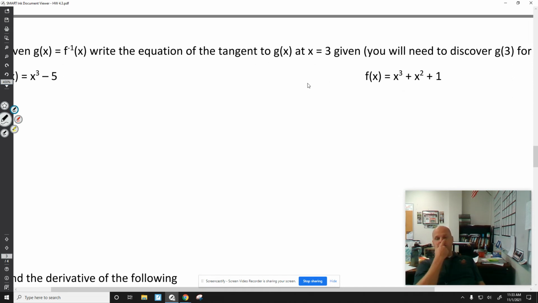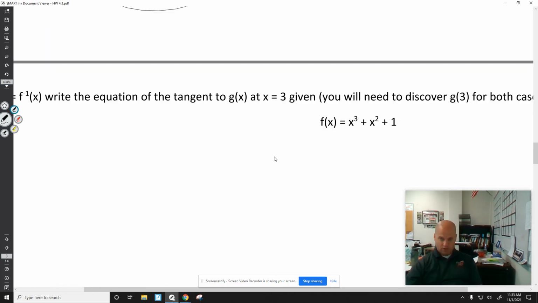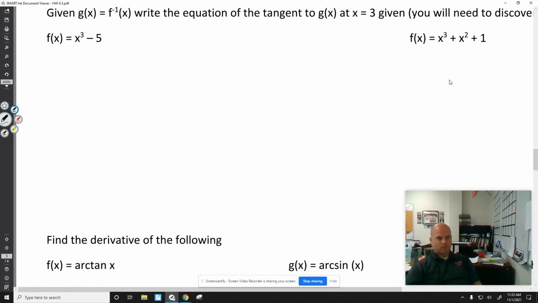Write an equation of the tangent to g at x equals 3. You'll need to discover g of 3 in both cases. Okay, cool. So I'm not giving you extra points. You're going to find it. It's not going to be bad though. Ready? So, the equation of the tangent to g.